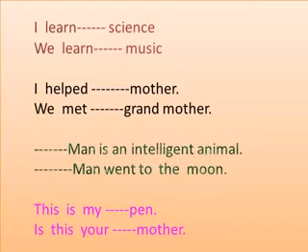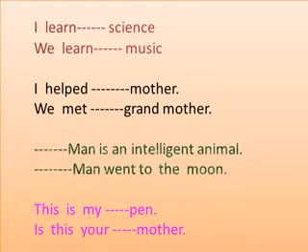Look at them. Science. Science is a subject. We never use "the" before a subject. Music is a subject. We never use "the" before music. Look at the example. I learn science. We don't say I learn the science. We learn music. We don't say we learn the music. Look at the next two examples.